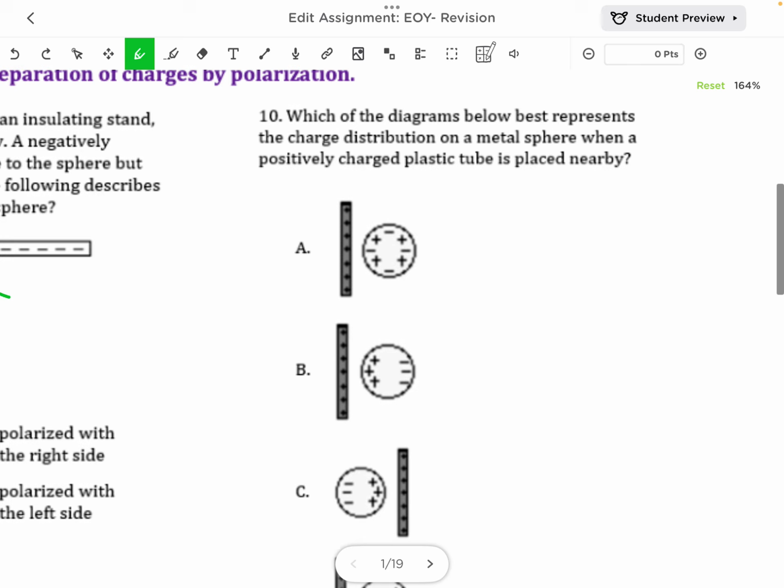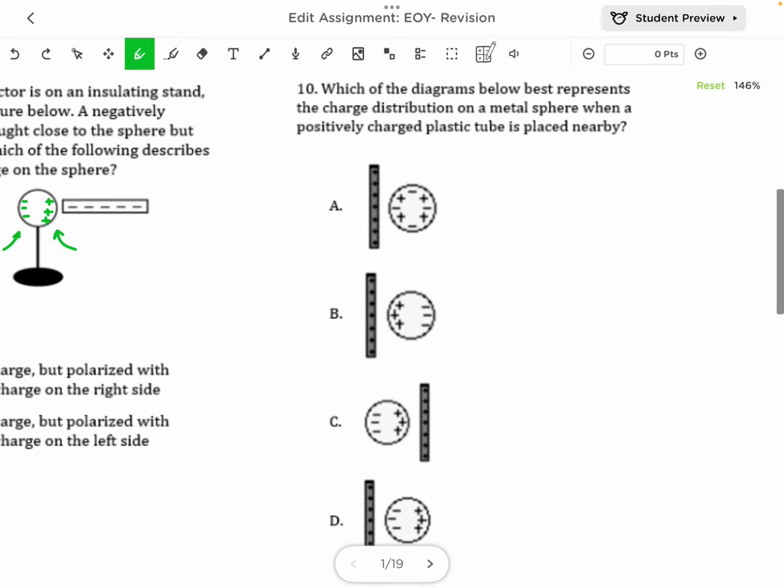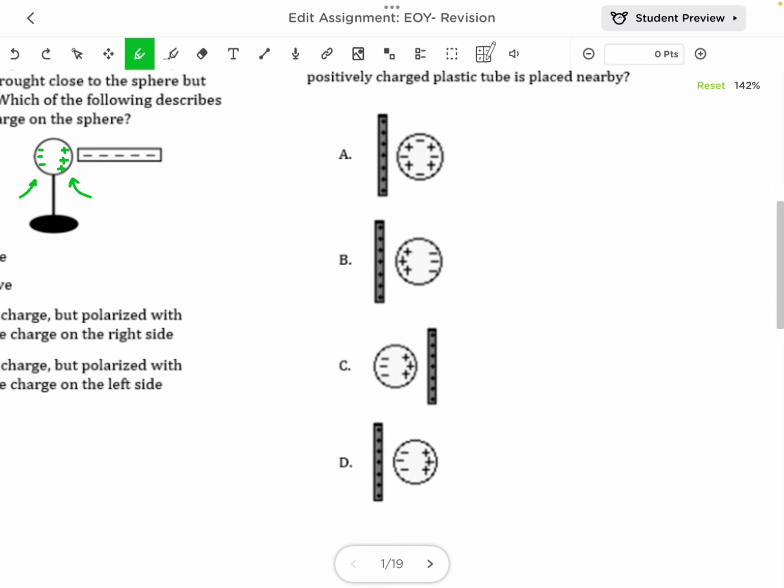Question 10. Which of the diagrams below represents the charge distribution on a metal sphere? I have brought a positively charged rod next to a neutral sphere. This one is not correct because it doesn't have a redistribution. Positive charges will attract the negative charges. So basically it's going to be D. The positive rod will attract the negative, leaving the positive side on the right.